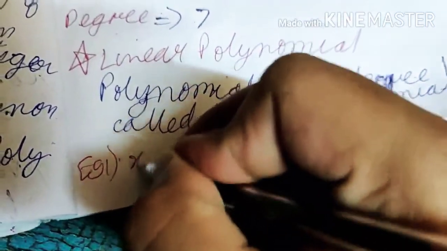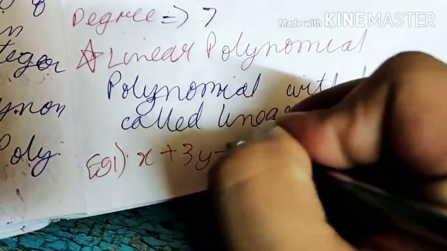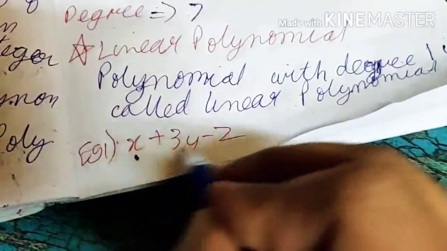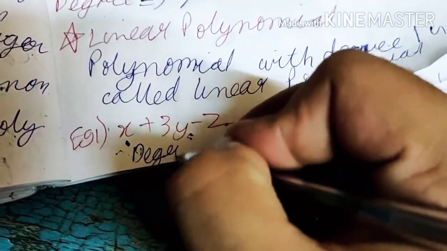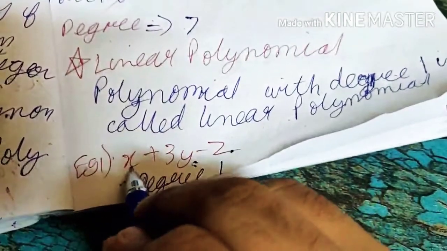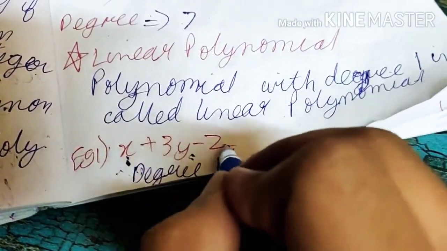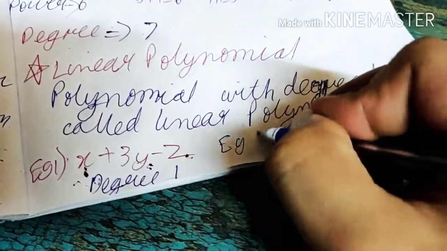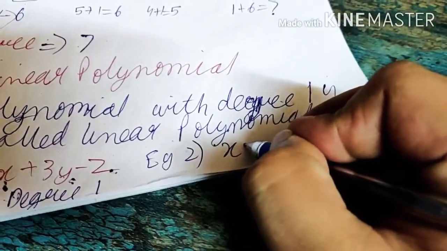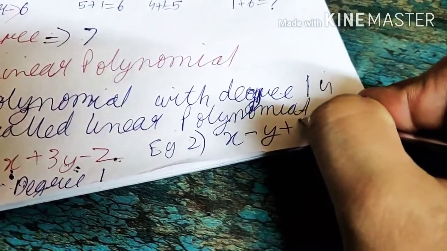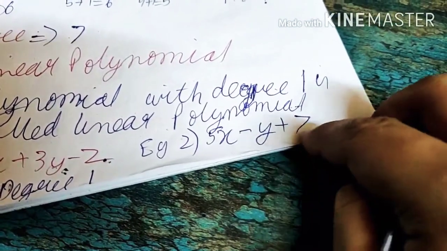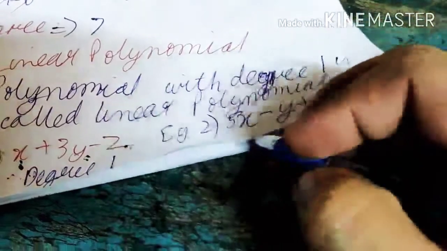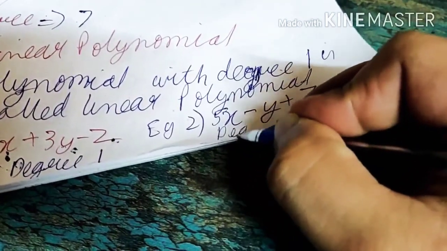Say example, the first is x plus 3y minus z. Look, this has power 1, this has power 1, this has power 1. So the degree here is 1. In the first term the power is 1, in the second term 1, in the third term 1. Example 2 here is 5x minus y plus 7. Here the power is 1, power is 1, power is 0. So the highest power is 1, so the degree here is also 1.